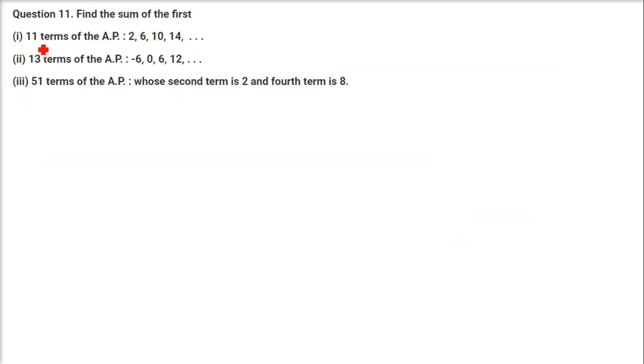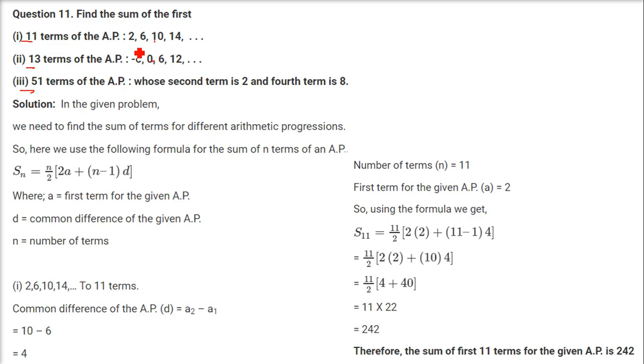Find the sum of the first 11 terms, 13 terms, 15 terms. These two are exactly similar, so I'll take one of these, but this has something to say. So I'll take the first one. So 11 terms of this one. I have to find out S11. S11 will be n by 2, that is 11 by 2, into 2a. What is a here? 2. Plus n minus 1, that is 11 minus 1, I'll just write 10, into d. What is d? 6 minus 2, that is 4.